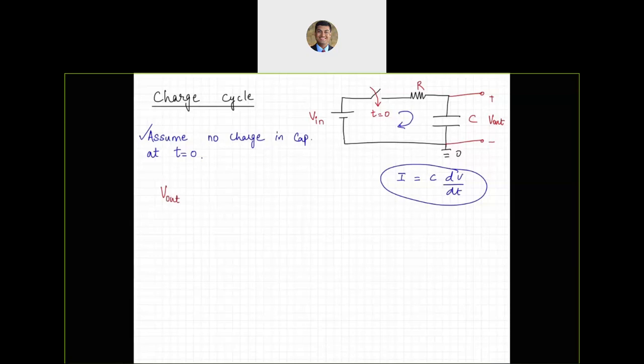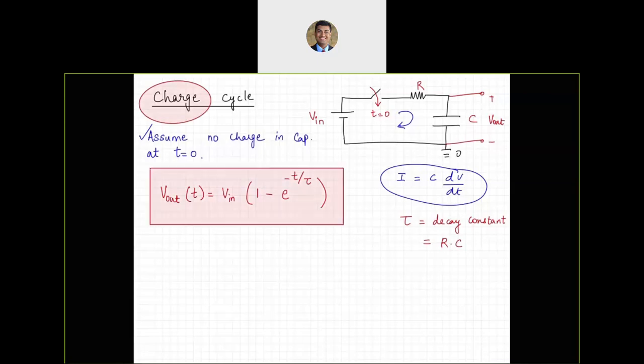So it turns out that V out, which is the voltage across the capacitor as a function of time during the charge cycle, is going to be V in multiplied by 1 minus e to the minus t over tau, where tau is the decay constant defined as simply the product of the resistor in the circuit and the value of the capacitor in farad. So tau is RC. This relationship is applicable only during the charge cycle. T is your time variable, V in is the input voltage, tau is RC.